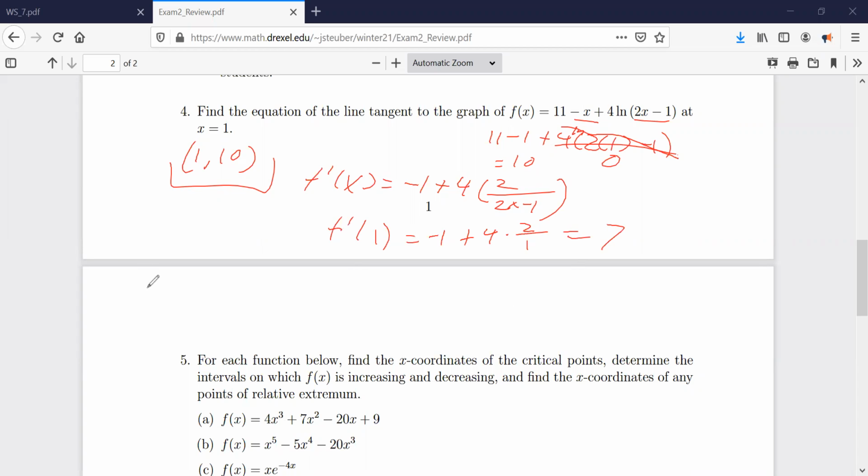So I have y minus y naught, so y minus 10 is equal to m times x minus x naught. So that's 1. And then if you want, you can rearrange this into y = mx + b form. If you do that, then you'll get y is equal to 7x plus 3. If you just distribute the 7 and then move the 10 to the other side. Does that make sense to people?